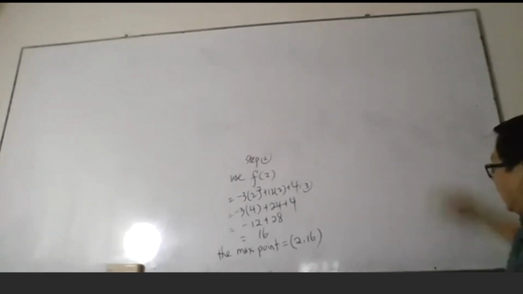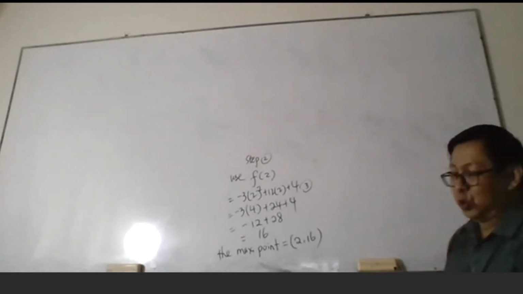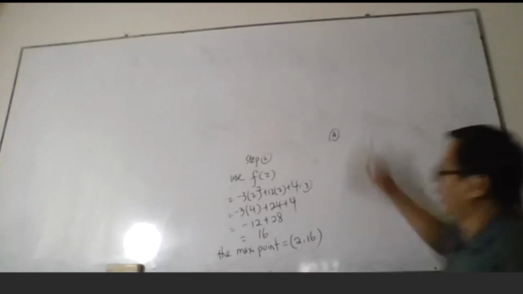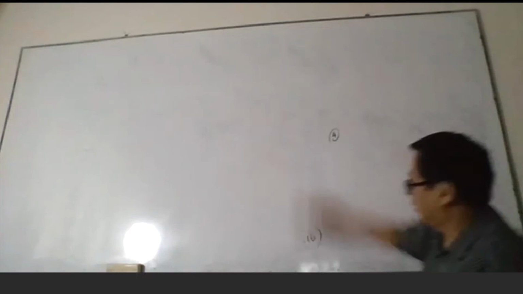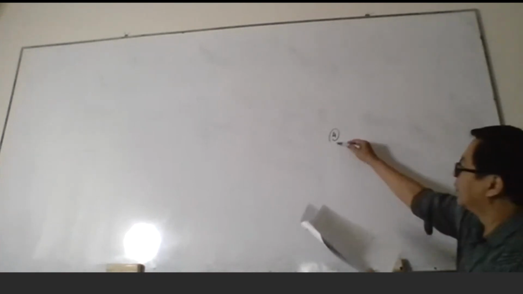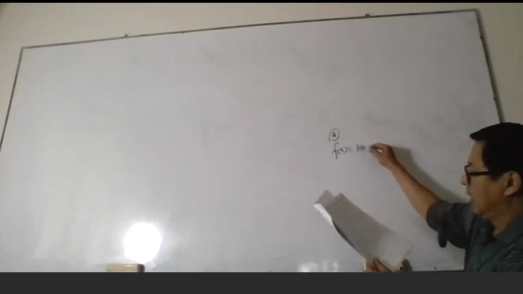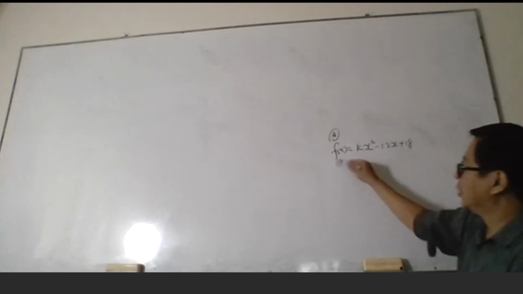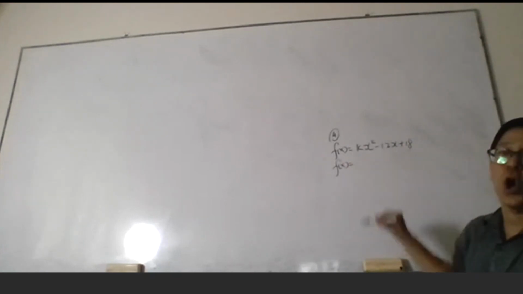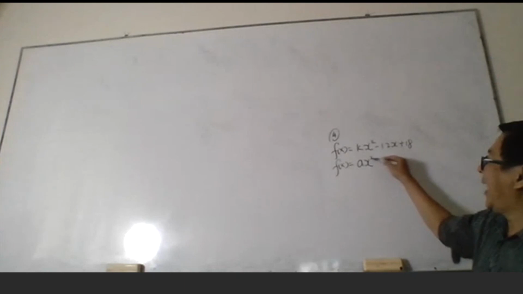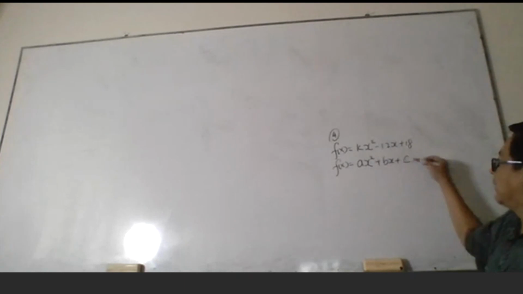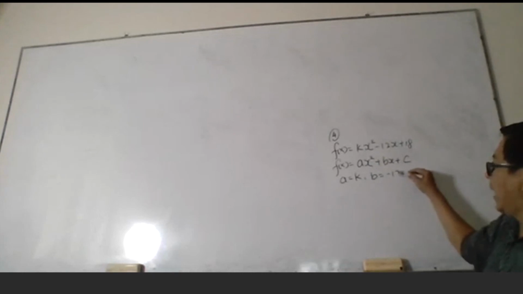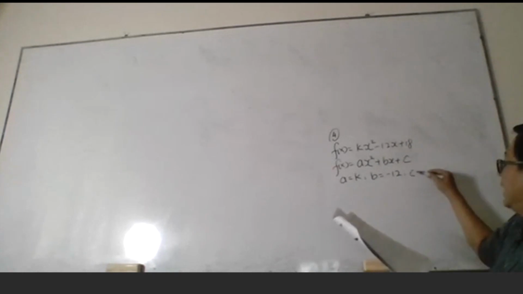Okay, you can try, you can practice. How to do this? I will proceed to Question 4. Students, look at the question first: kx squared minus 12x plus 18. The general form of a quadratic function is ax squared plus bx plus c, whereby a is k, b is -12, and c is 18.